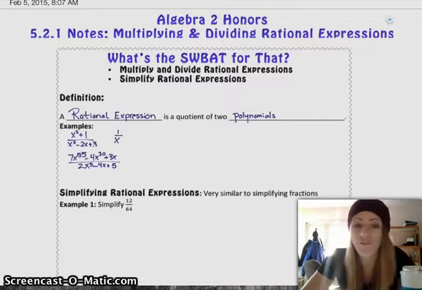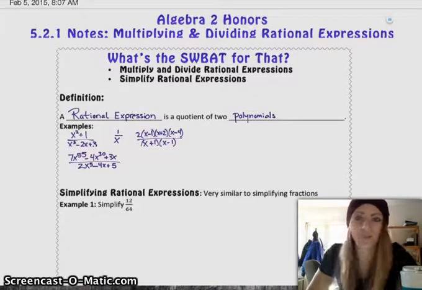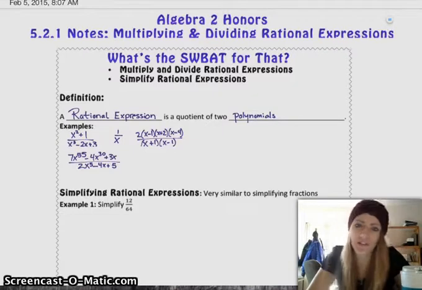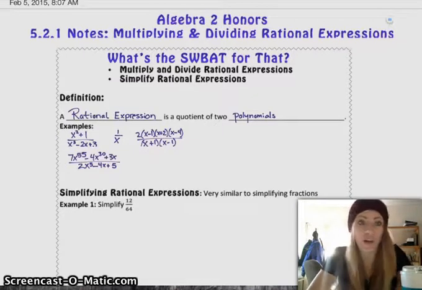You could also have something in factored form, like this. 2 times (x minus 1) times (x plus 2) times (x minus 4) all over (x plus 1) times (x minus 1). That is also a rational expression because those are all polynomials.